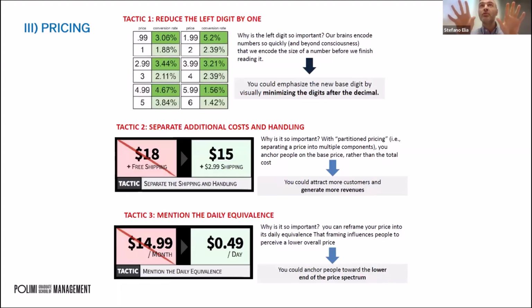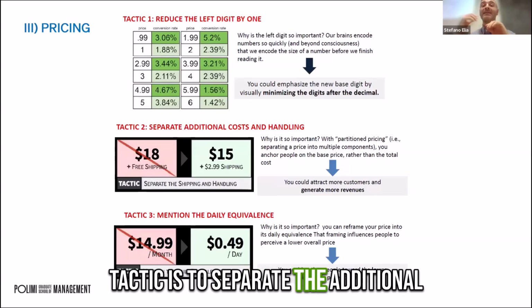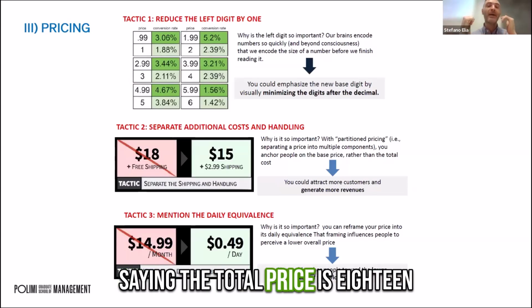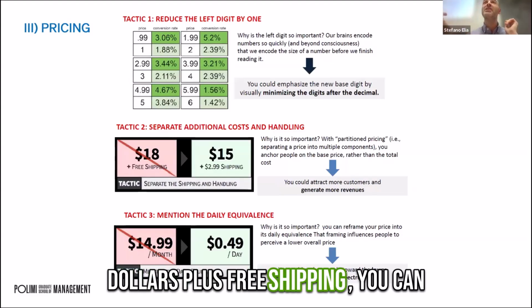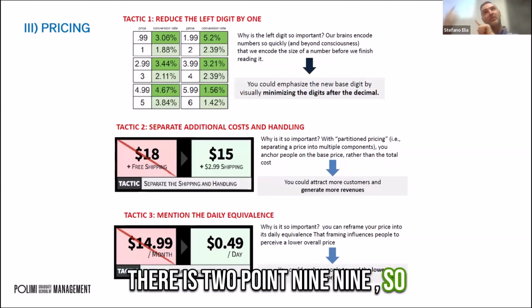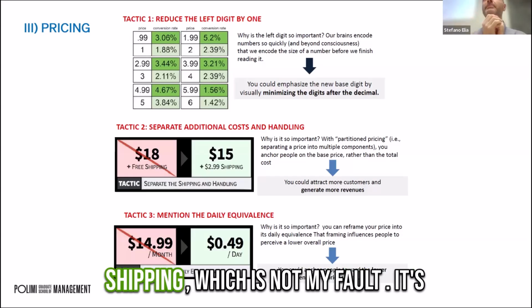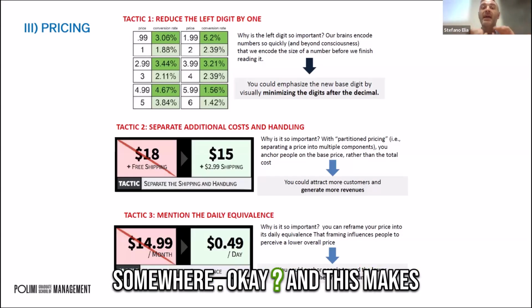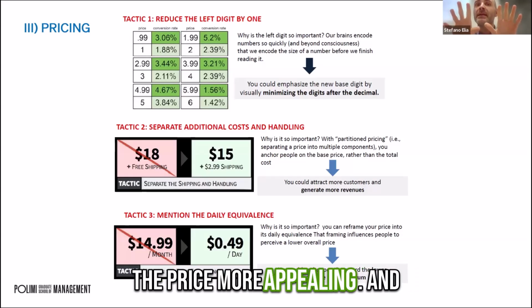Another tactic is to separate the additional cost. For instance, instead of saying the total price is $18 plus free shipping, you can say it's $15. But then there is 2.99 for shipping, so you're also using the first tactic. The shipping is not my fault, it's the price because you are located somewhere, okay? And this makes the price more appealing.